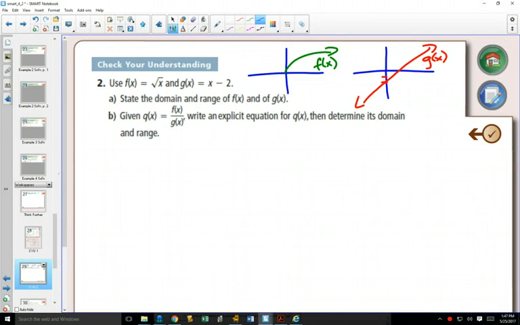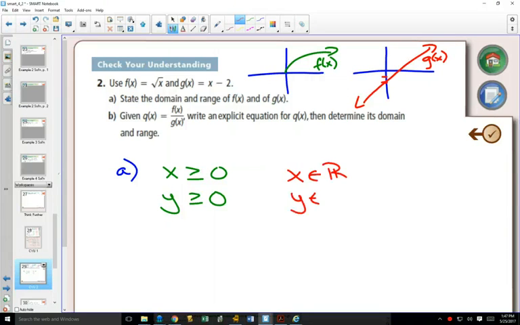What are the domain and range for both of those? Well, for the green one, the domain is bigger than or equal to 0. The range is bigger than or equal to 0. And for the red graph, the domain is everything. The range is everything. Now we're going to look at what happens when we do f of x divided by g of x.